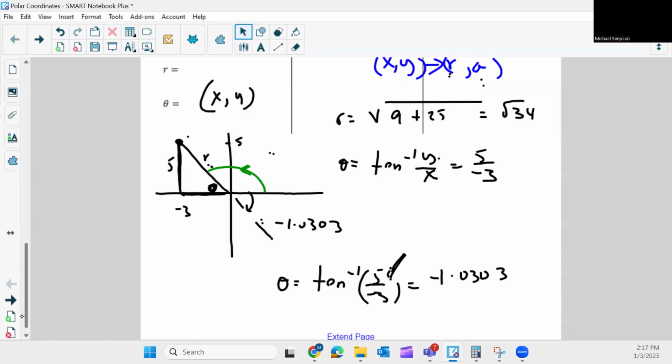So to get this angle right here, I'm just going to add 180, or just pi. To add pi gives me the angle I'm looking for. So if I add pi, that gives me 2.112. That is equal to 2.112. All right, three different places. So that's the angle.